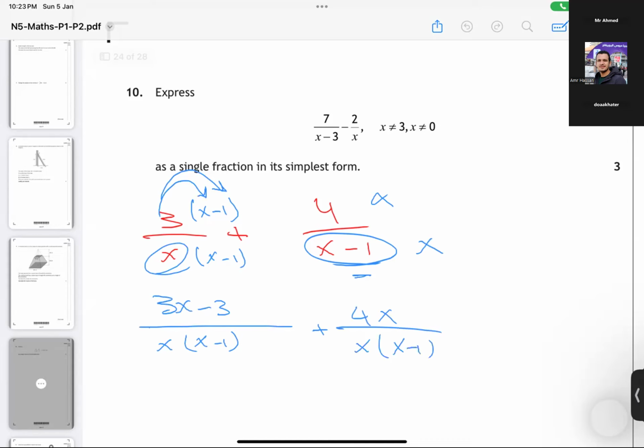I was trying to turn them so that I have the same denominator. This is the point. Here we have 3x plus 4x, so this one is going to be 7x minus 3 over x multiplied by x minus 1. Did you get it? It was exactly the same example, I was trying to give you another example. Did you get it? Yeah, I got it. Give you another one.